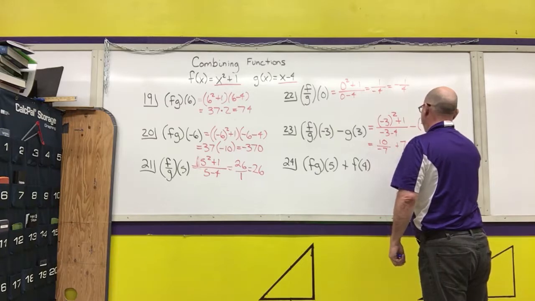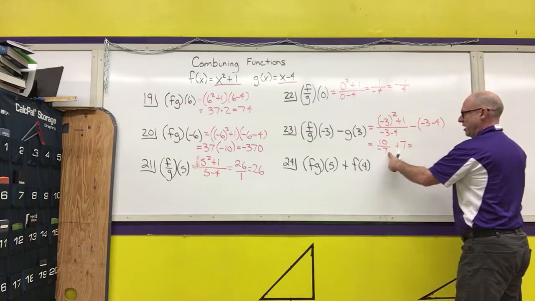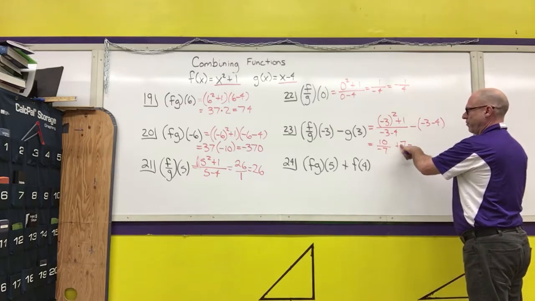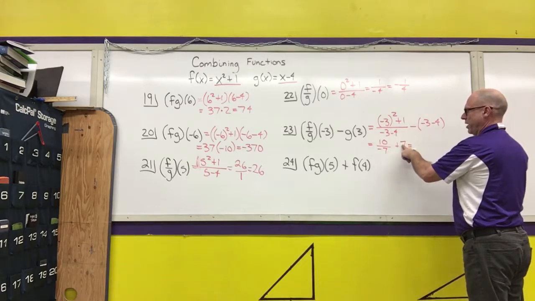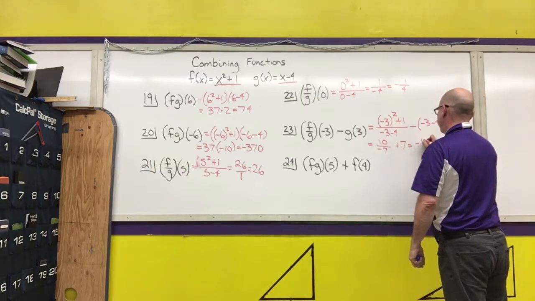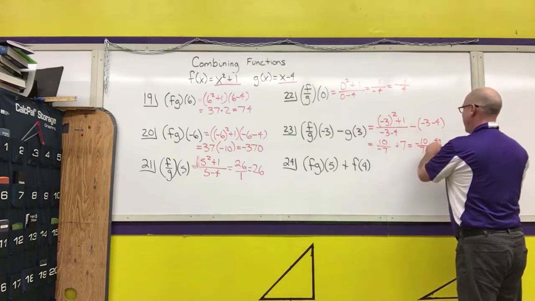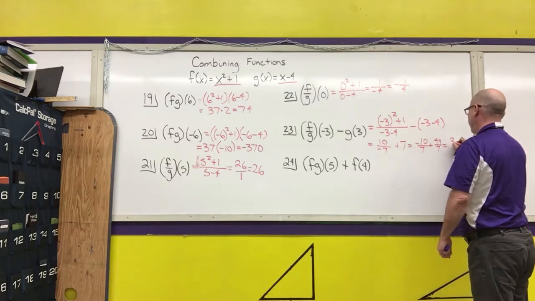And I need a common denominator. The common denominator is 7, so this would be 49 sevenths. So let's actually write that. So I have negative 10 sevenths plus 49 sevenths. 49 minus 10 is 39 sevenths.